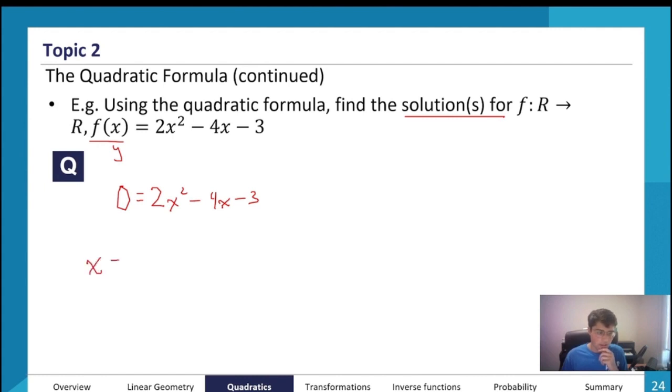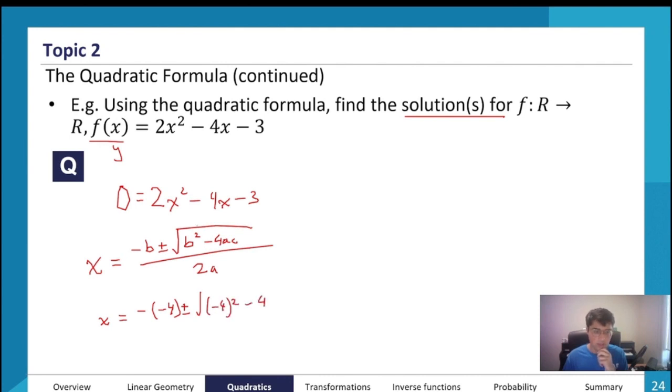So again, the quadratic formula looks like this. Negative b plus or minus the square root of b squared minus 4ac all over 2a. Then we just start substituting in our numbers. So in this case, b is negative 4. So we have x equal to negative 4 plus or minus the square root of b squared, which is negative 4 squared minus 4. We have a is equal to 2. So we'll write 2 there. And then c is equal to negative 3. So we'll write in negative 3 there. And end that square root, all over 2 times a, which is 2.